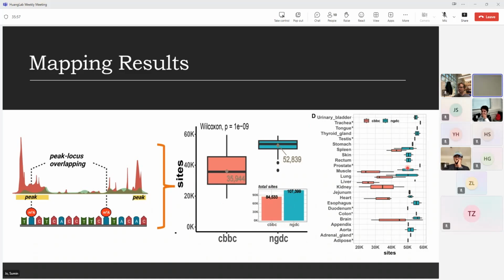And these are the overlapped sites across the different tissue samples. Note that the tissue samples with this star mark are single-sample tissues. That means there is only one tissue sample in NGDC data, without any other sample in the same tissue type.